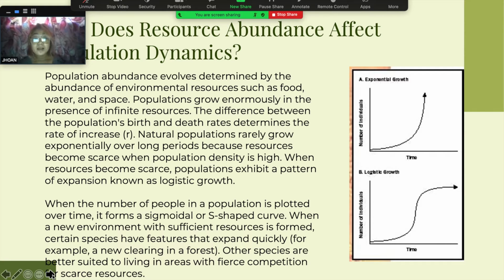Natural populations rarely grow exponentially over long periods because resources become scarce when population density is high. When resources become scarce, populations exhibit a pattern of expansion known as logistic growth. When the number of individuals in a population is plotted over time, it forms a sigmoidal or S-shaped curve. When a new environment with sufficient resources is formed, certain species have features that expand quickly, for example, a new clearing in a forest. Other species are better suited to living in areas with fierce competition for scarce resources.